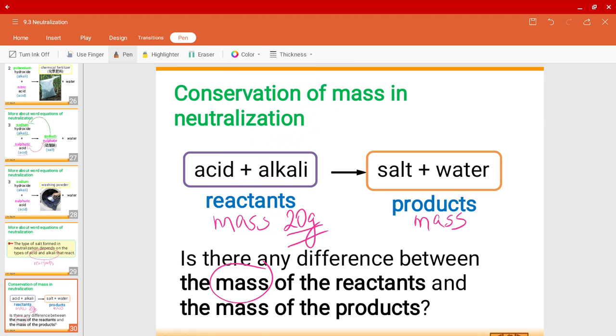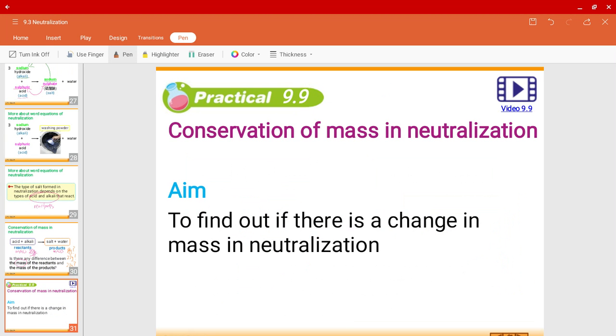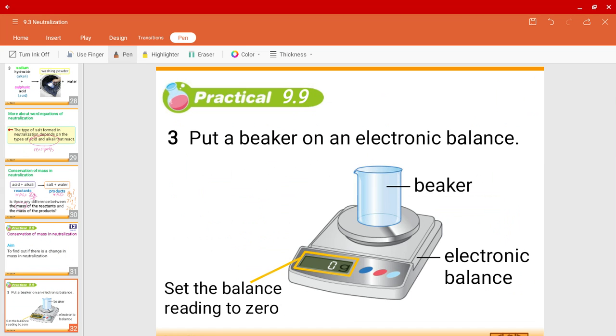Will I have a loss in mass? Will the mass be, for example, 18 grams? Will it be more? Will it become 22 grams because there is salt formed? Or will it remain the same, 20 grams? What would it be? So that's what we're going to find out now. In this practical, we're going to find out whether there's any change in the mass in the process of neutralization.